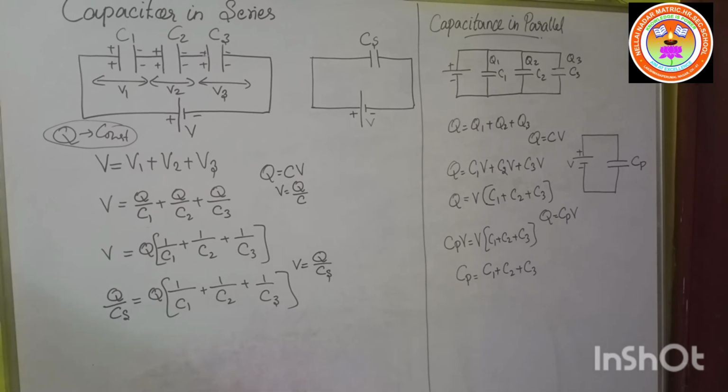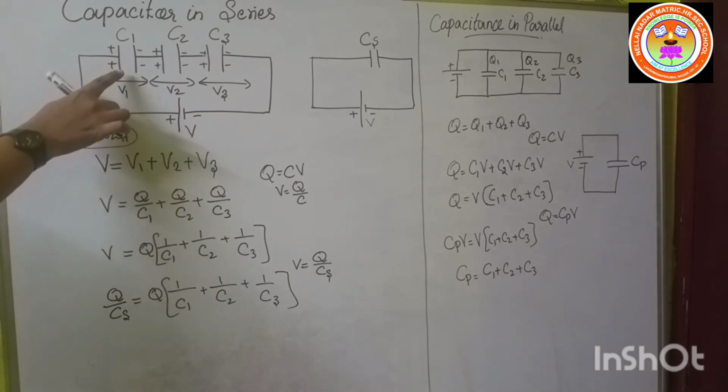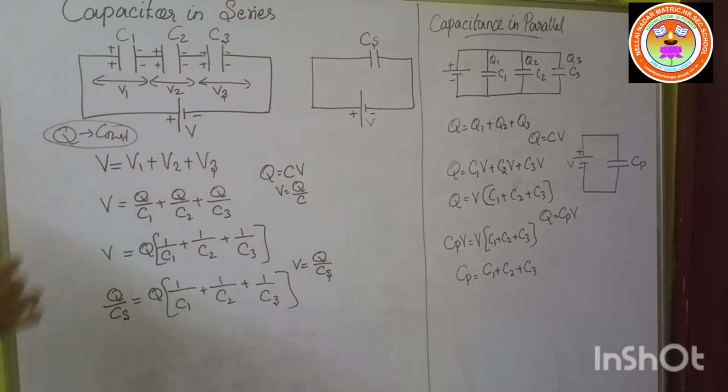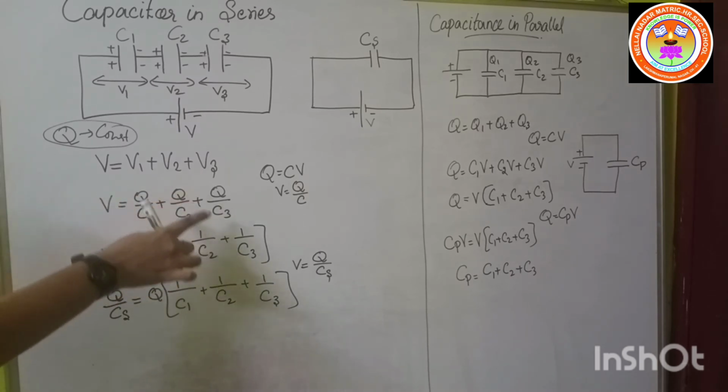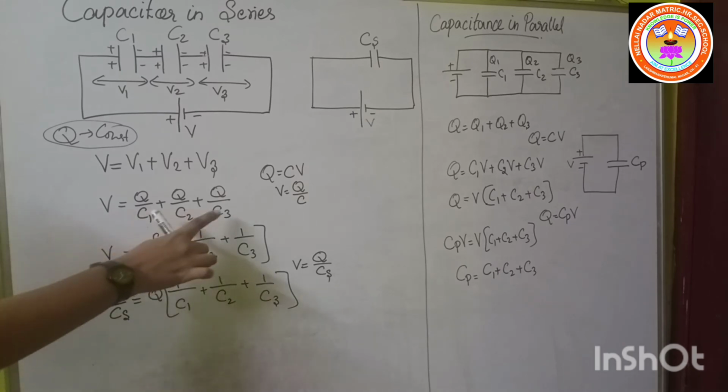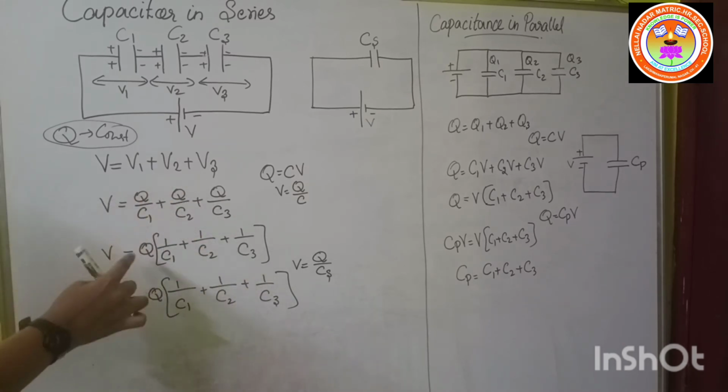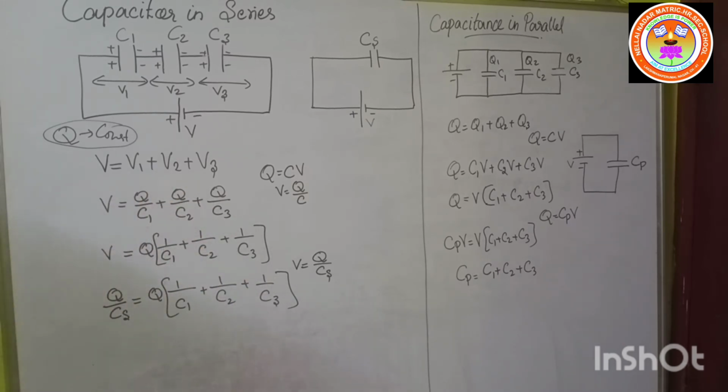Listen children, for the first capacitor it is C1, second one C2, third one C3. So I can write Q by C1 plus Q by C2 plus Q by C3. Now what is common here? Q. So take the common term Q outside. So I will get V is equal to Q of 1 by C1 plus 1 by C2 plus 1 by C3.